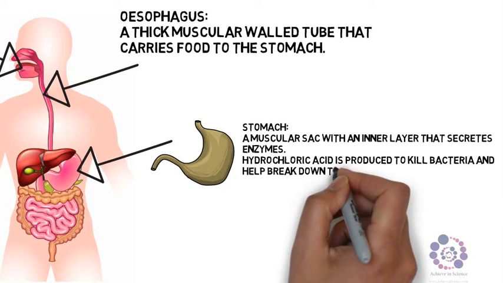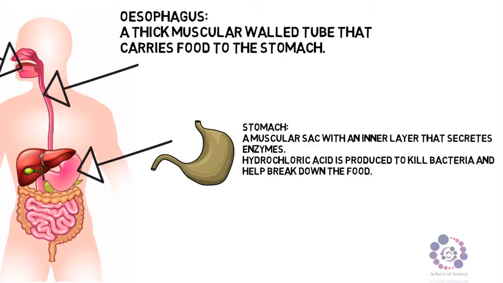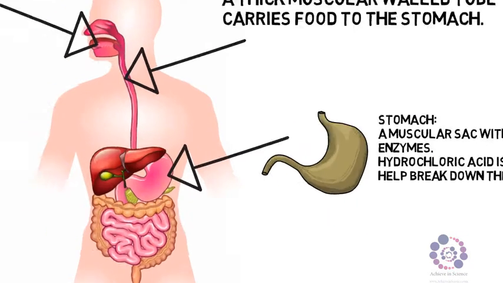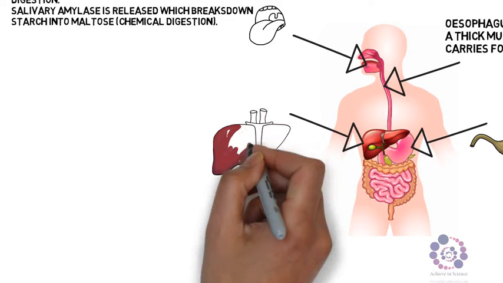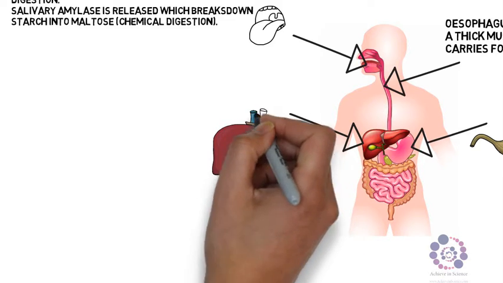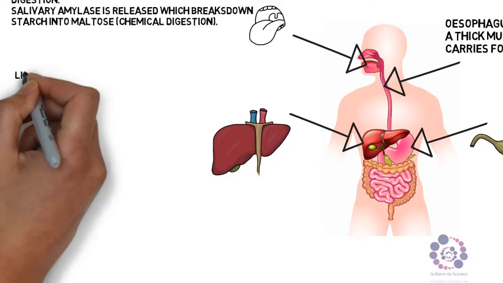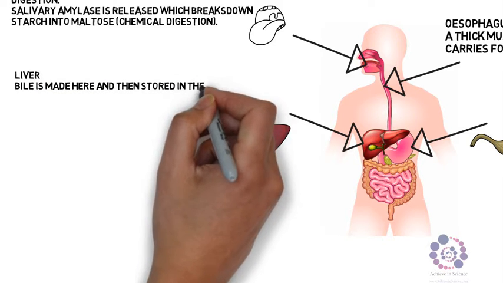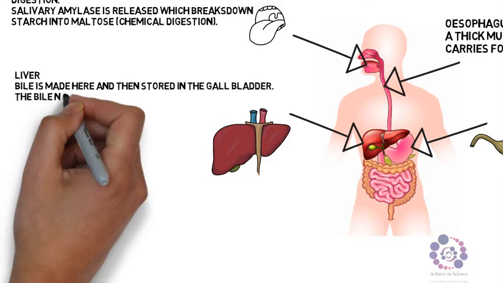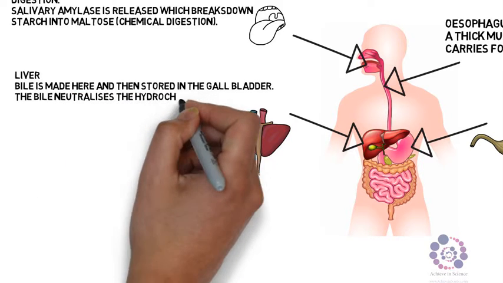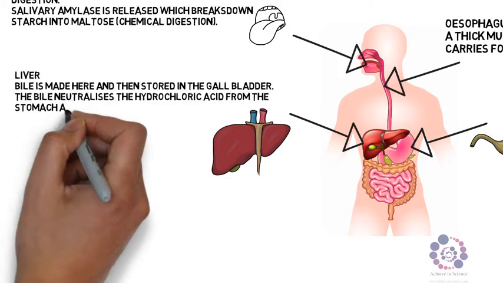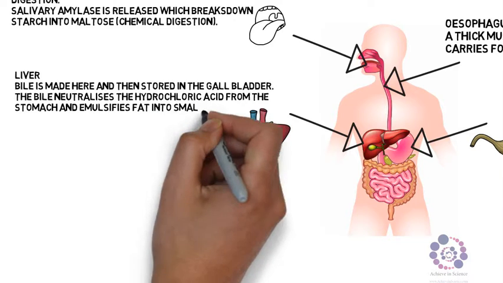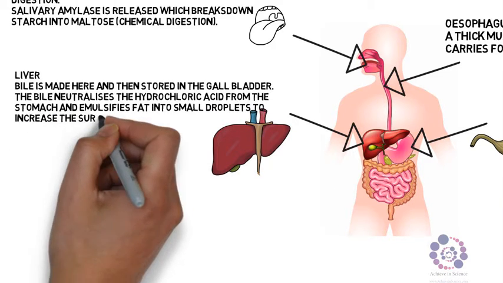As the food leaves the stomach, it is acidic and therefore needs to be neutralised. The liver produces bile, which is then stored within the gallbladder. This bile neutralises the hydrochloric acid from the stomach, and in addition, it also emulsifies fats, which means it breaks the fats into smaller droplets, so there is a larger surface area for enzymes to act upon.